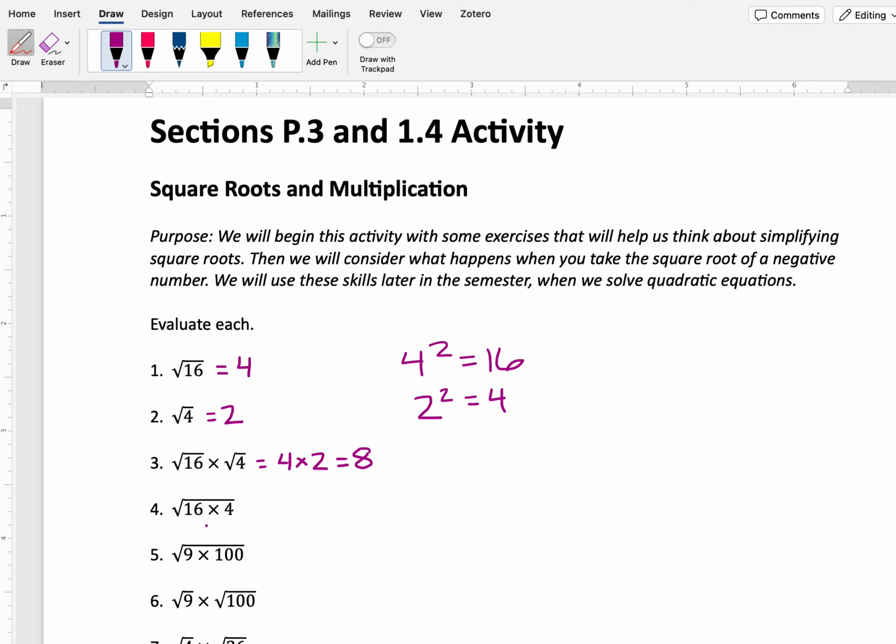Now looking at number 4, here we're taking the square root of 16 times 4. So we're going to do the 16 times 4 first and then take the square root of that. 16 times 4, you can use a calculator if you need to, but it's 64. And so we are doing the square root of 64. And what number multiplies by itself to equal 64? That's 8. So square root of 64 is 8.